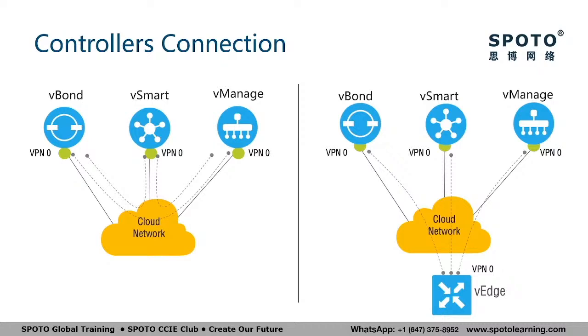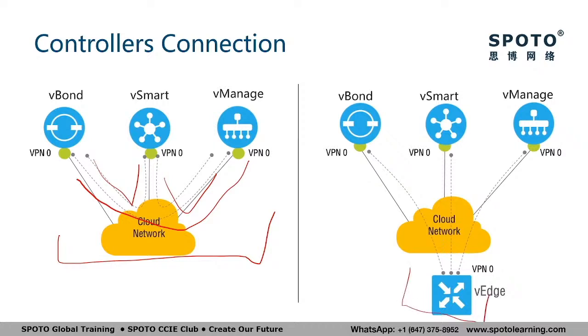The controller's connection. In most of the cases, it would look like this one. All of this communication and data coming in and out through VPN 0, through the cloud network. All coming out and communicating based on VPN 0. Also with the vEdge as well. This is the most common case.